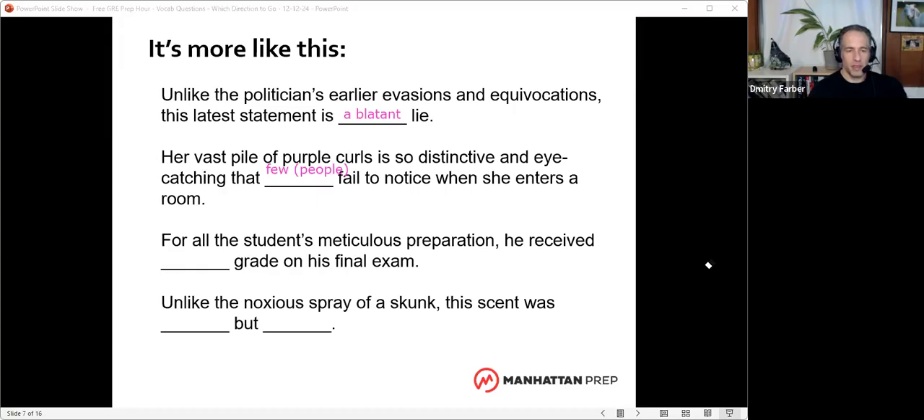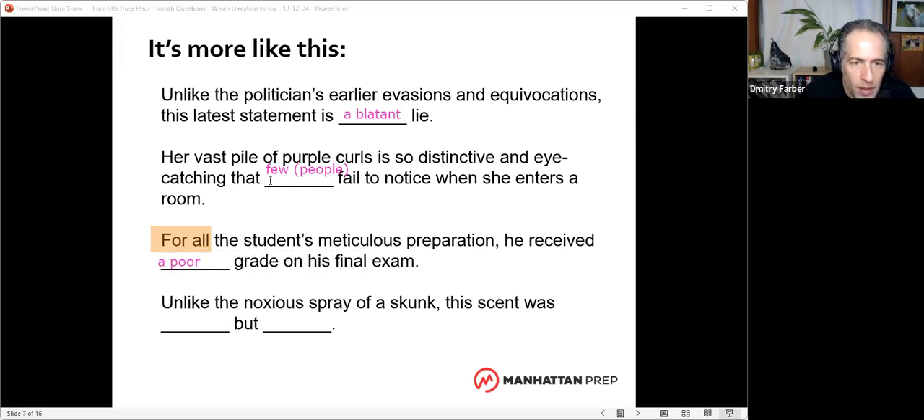See how you'd fill these in. Okay, so partly just recognizing the kind of phrasing. So here's a slightly, maybe you could say, less common direction marker: for all. So if I say, for all the students' meticulous preparation, he received blank grade, what should that say? Yeah, it's going to have to be a bad grade, right?